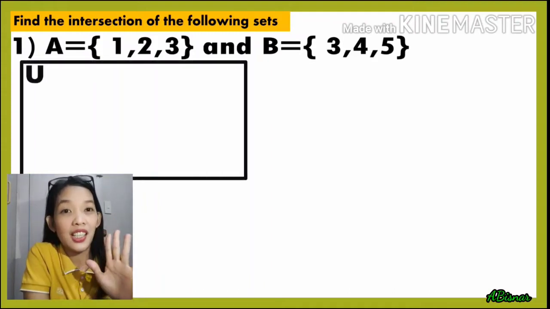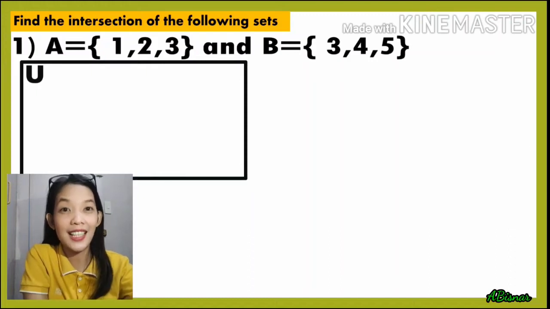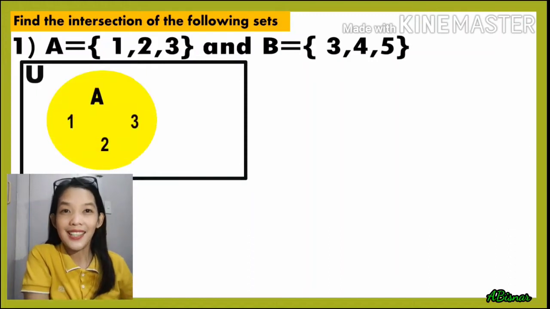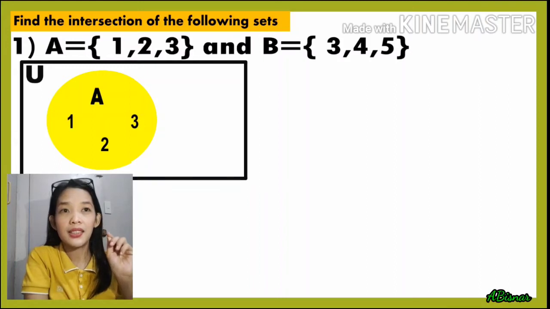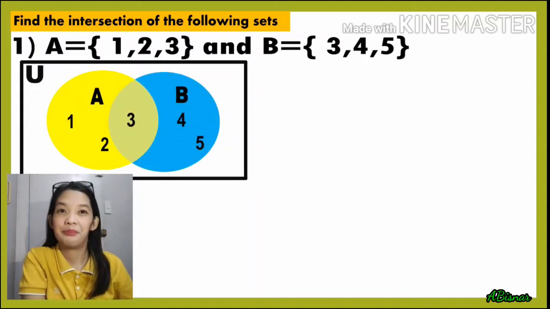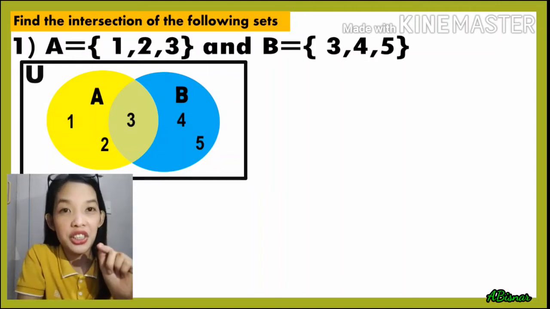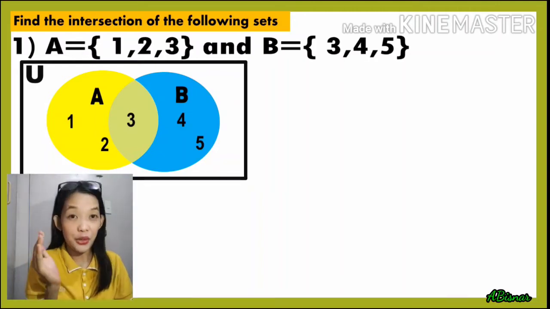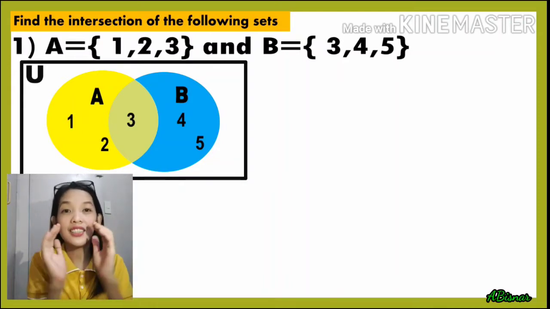We'll be using rectangle to represent the universal set, and the circles to represent the subsets. So set A has the following elements, 1, 2, and 3. Notice that in B, the elements are 3, 4, and 5. And therefore, 3 must be part of B. So as you observe, 3 is part of A and 3 is part of B. And therefore, if we're going to find the intersection of A and B, we must look for what is common.